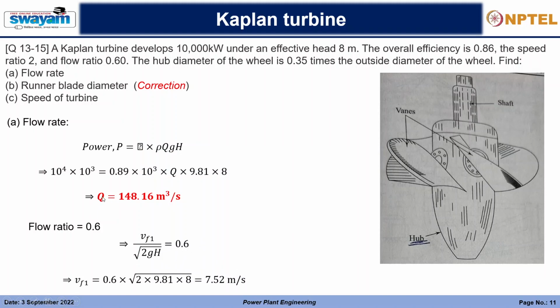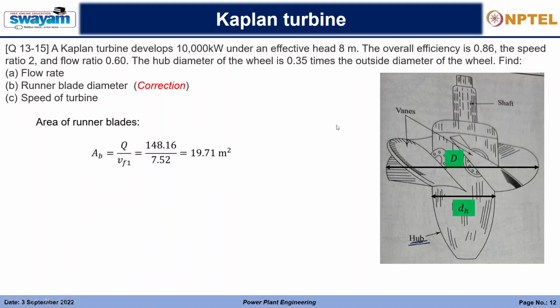Then we know the flow rate, so we can find out the area between the runner blades. If we do not consider the thickness of the blades, the whole runner blade area is circular. Since the flow rate is in this direction between the blades, and the velocity of flow between the blades we just calculated, this will be the area between the blades at any cross section.